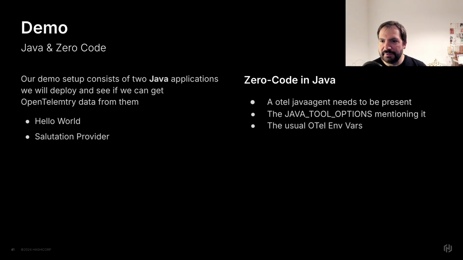To get started with zero-code instrumentation in Java, you need to set up a few things in your deployment. You need to provide a so-called OTel Java agent, which the JVM takes, and this agent takes care of weaving in all the instrumentation. We tell the JVM via the Java tool options where that Java agent lives, and then we just need to set up the rest of the OTel environment variables.